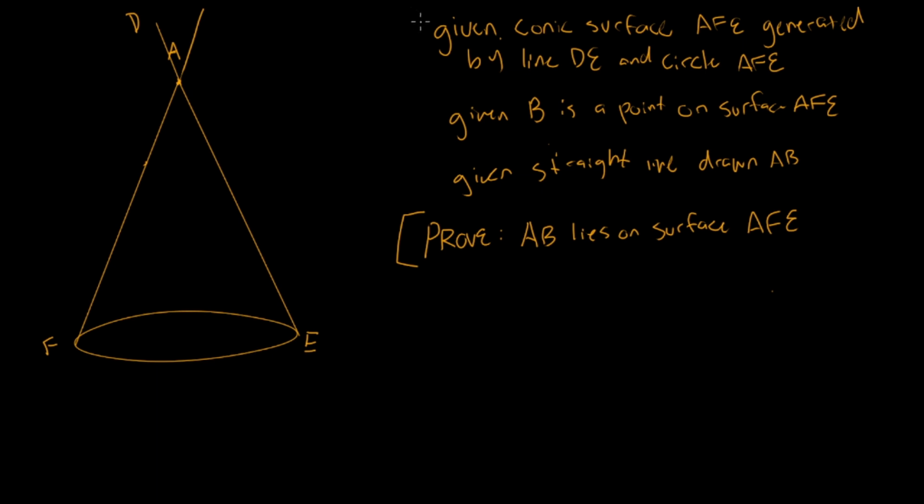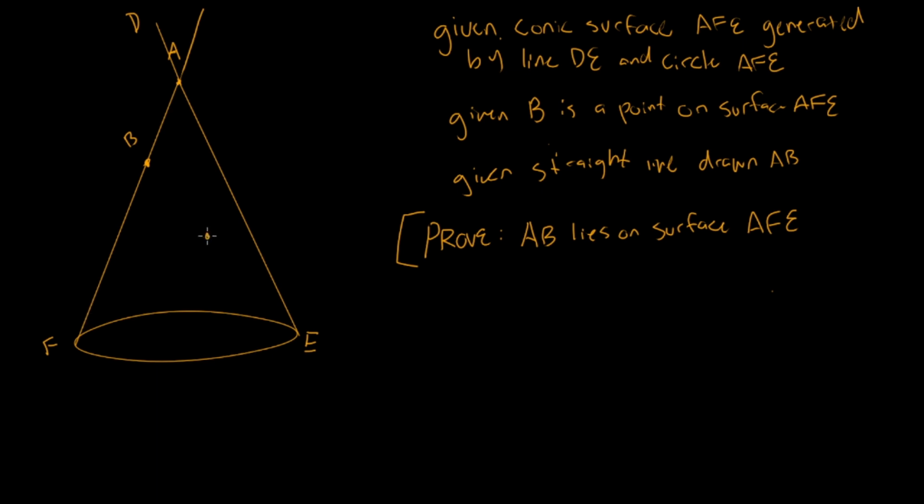Okay, we're back. So I've written down given conic surface AFE, which is generated by a line DE in circle FE is what I should have written. Given B is a point on surface AFE, and we're going to draw a few example places to put B. First one would be just on the obvious line ABF. This one seems the most clear example.